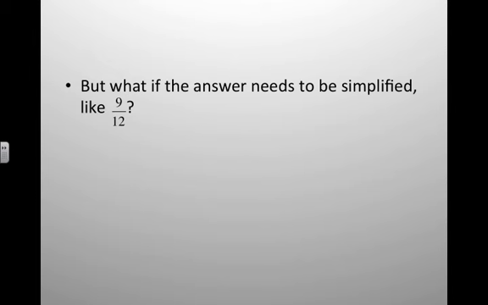Well, what if the answer does need to be simplified, like 9/12? So far we haven't had to reduce anything or simplify it. Well, remember what you do is you consider the factors of the 9 and the factors of the 12. You go, okay, 9 is 3 times 3, 12 is 3 times 4, and so we cancel the common factors. Okay, so we're going to reduce by a factor of 3, and we end up with 3/4.